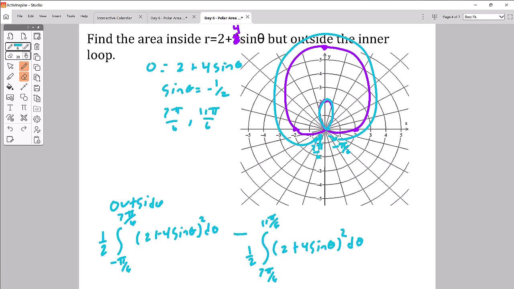Now, this one, unlike the last one, can't be combined because the bounds are not the same. So we would have to do them as two separate integrals. Once again, a setup or calculator problem.